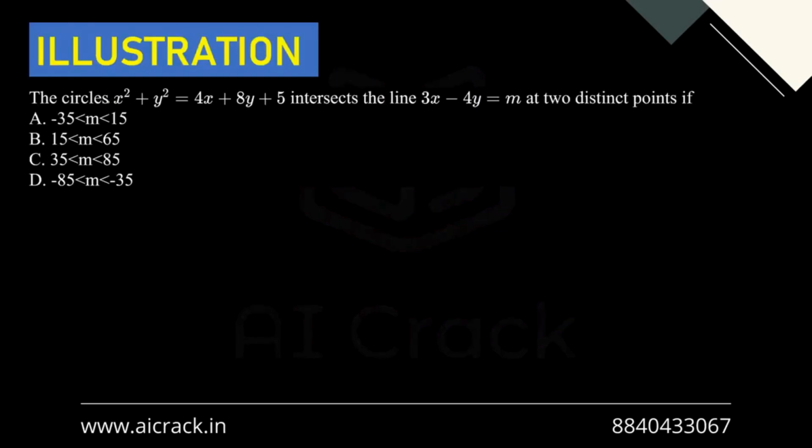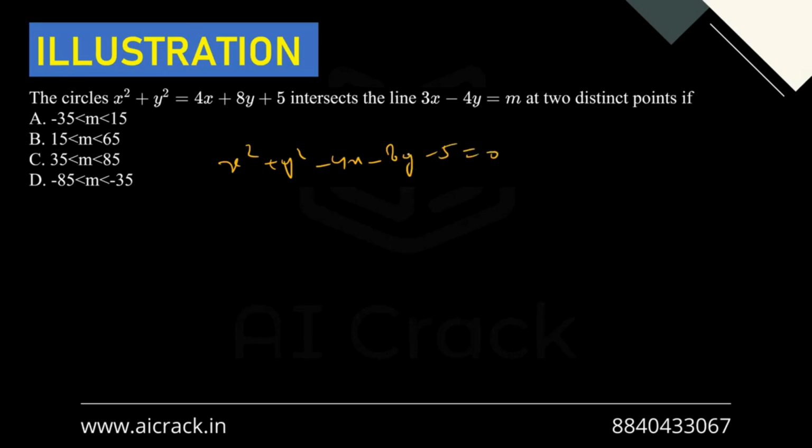Now let's look at this example. The circle x square plus y square equals 4x plus 8y plus 5 intersects the line 3x minus 4y equals m at two distinct points. We have to find the range of m. So basically we have one circle over here. The circle is x square plus y square minus 4x minus 8y minus 5 equals 0.